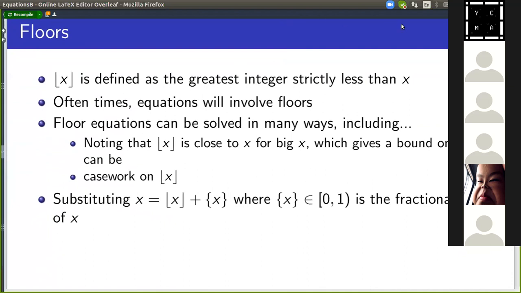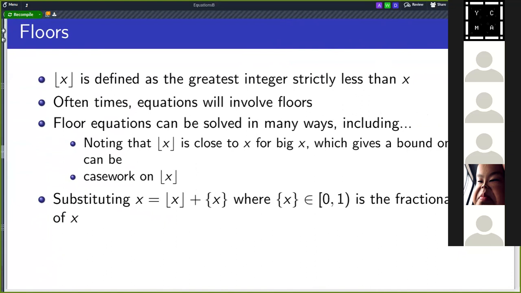So as stated before, some equations are going to have floors in them. What floors are, most of you probably know, is just going to be the greatest integer not strictly, I don't know why I wrote that. It's the greatest integer less than x. If x is an integer, floor of x is just going to be equal to x. And then floor equations are usually bashy because floor of x is a very weird function to work with.